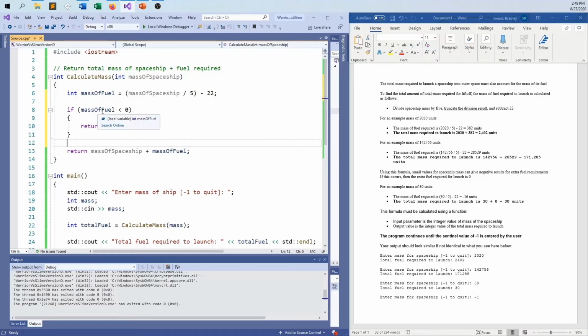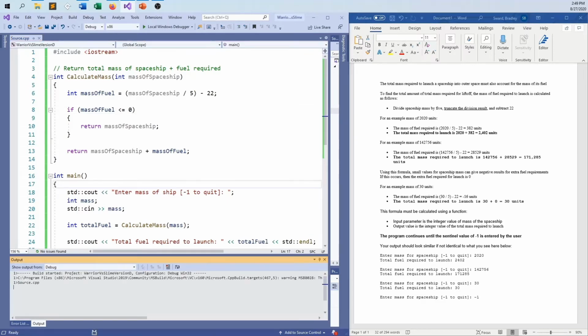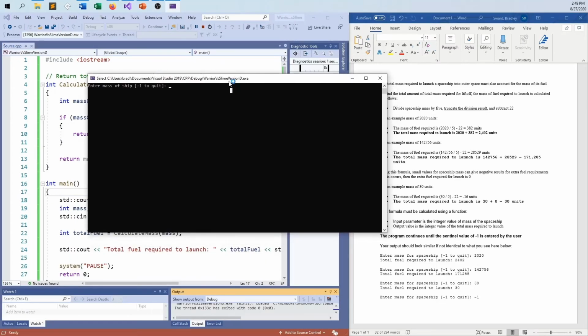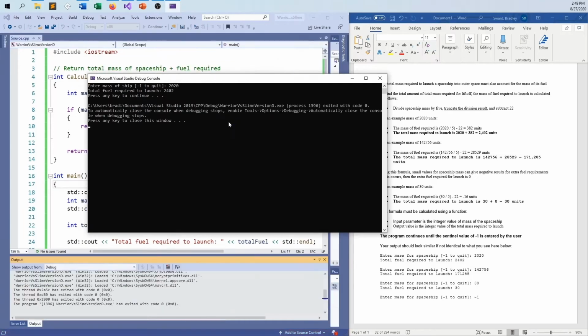If the mass of the fuel is greater than or equal to zero, I guess we can just put an equal here just to make it a little easier, because there's no reason to do a calculation if the mass of the fuel is zero. And so if the mass of the fuel is greater than zero, something that needs to be accounted for, then yes, we can go ahead and add the two values together and return back. So this should get us, testing again, 2020, 2402, fair enough.